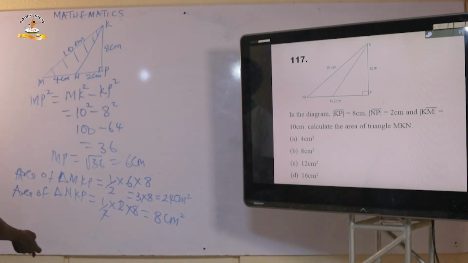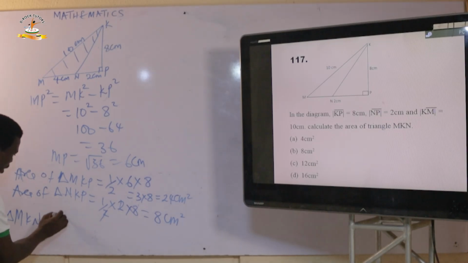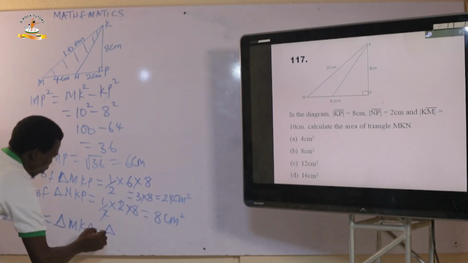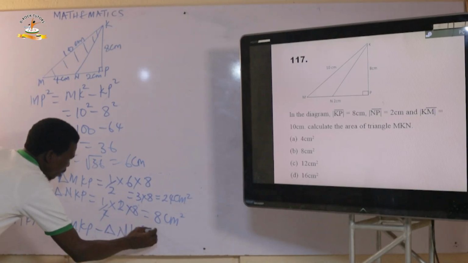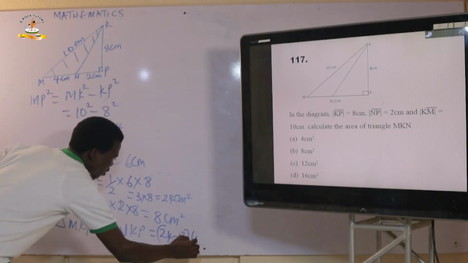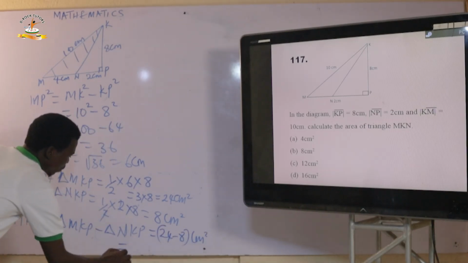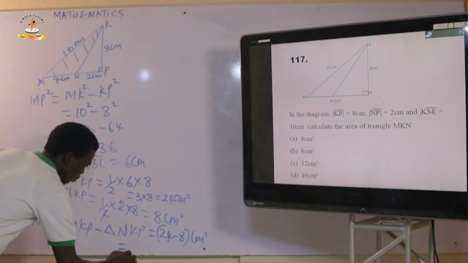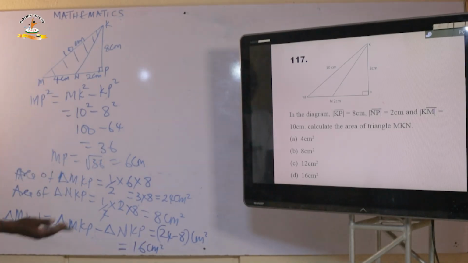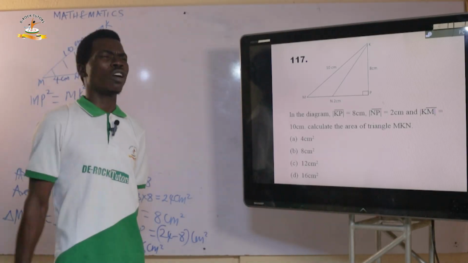So to find the value of the triangle MKN, MKN is area of triangle MKP minus area of triangle NKP. That is simply 24 minus 8 centimeter squared, and the final answer is simply 16 centimeter squared, and the correct option is option D.